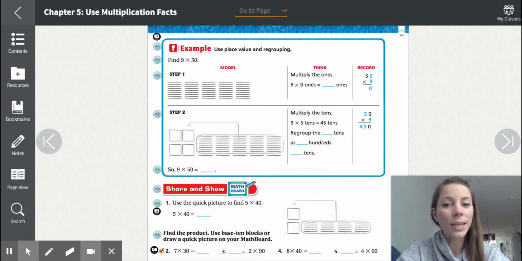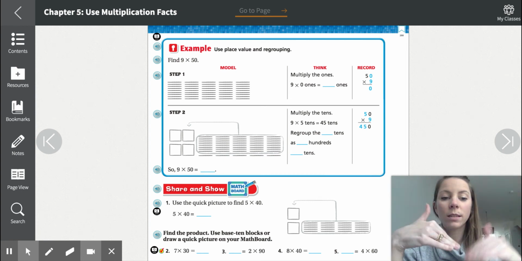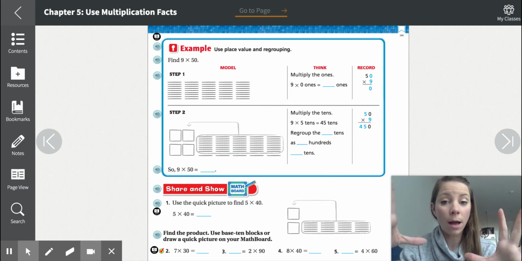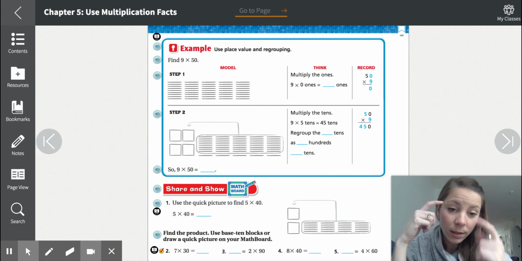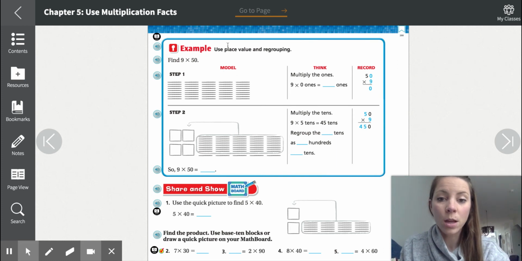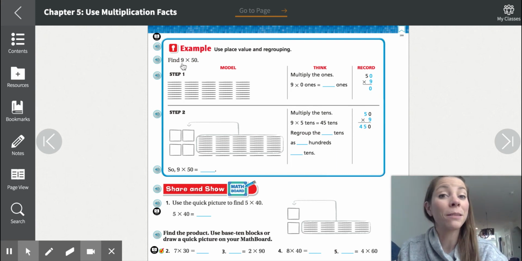Okay, so this next example kind of takes it one step further with our multiplication. They're still going to use the model to help us think about it in our mind, but then they're going to have a new way of writing this multiplication problem to help us see it. Okay, so it says use place value and regrouping. All right, so we're going to be doing the problem 9 times 50.